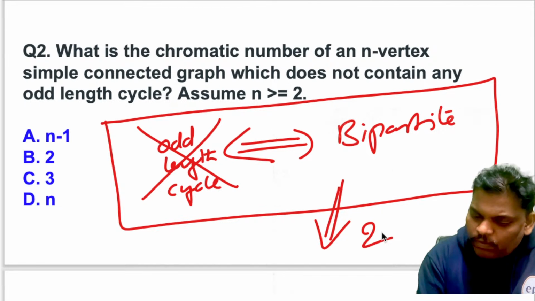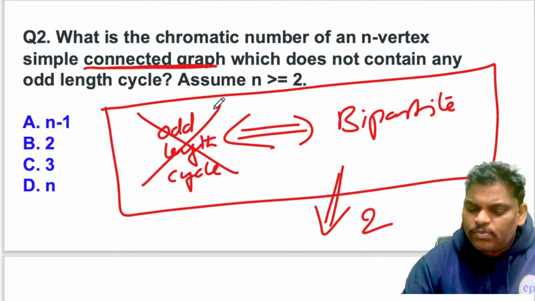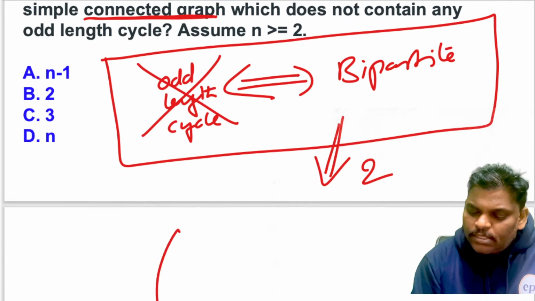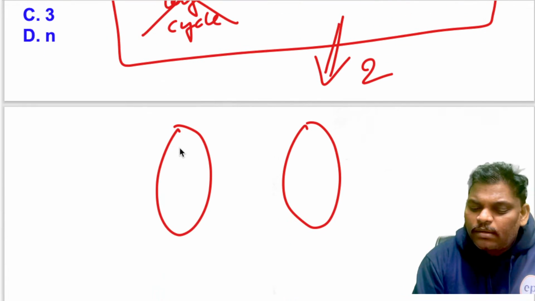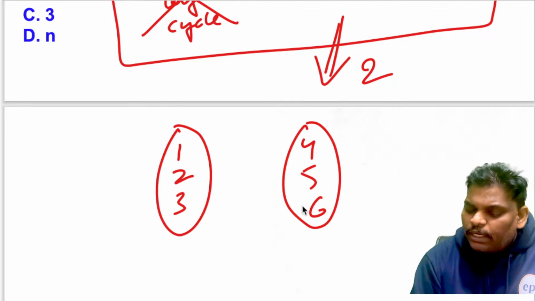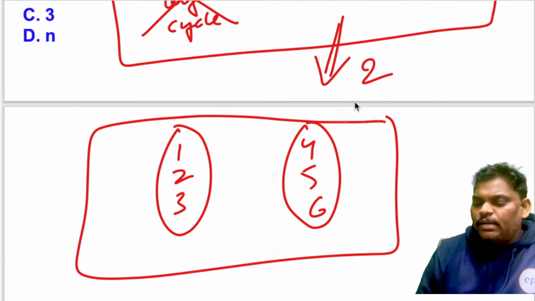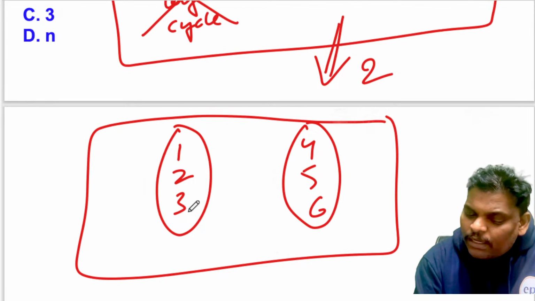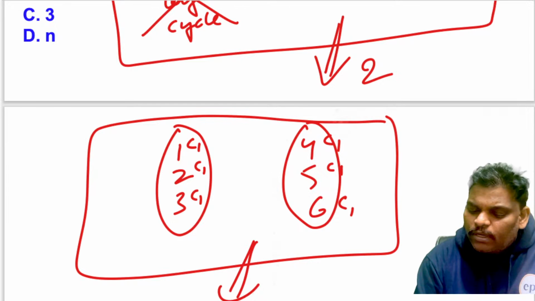And one more thing, see this one, he said connected graph. Suppose we assume vertices 1, 2, 3 on one side and vertices 4, 5, 6 on the other. It is also bipartite, but it is not connected. So then the chromatic number is going to be 1 only.